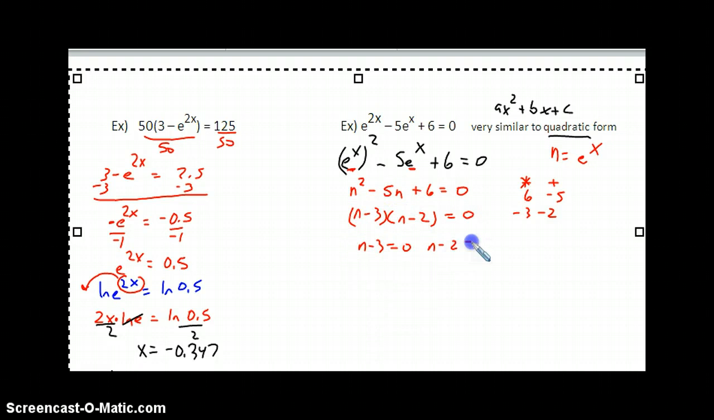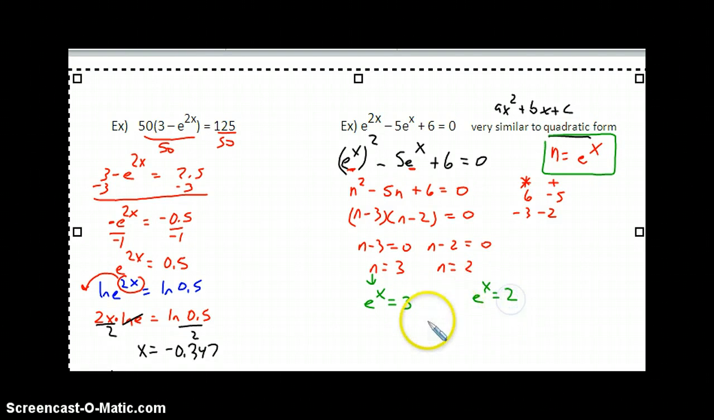Now I'm not done here, because I don't want to know what n is. I want to know what x is. And so I made the substitution here that n was equal to e raised to the x power. So let's go back and change n to e to the x power. So now my problem looks like this. So we've got to think about, how do I solve e to the x power? Well, I apply logs to both sides. In fact, I have to apply the natural log to both sides.